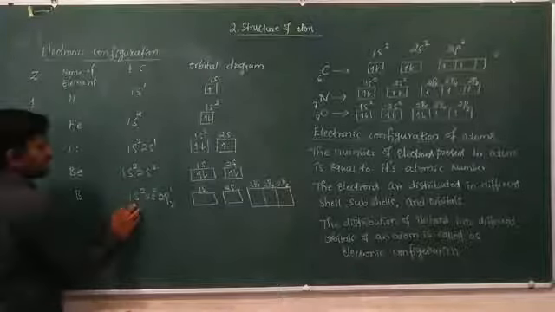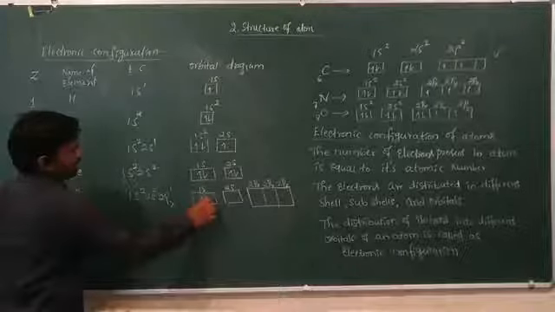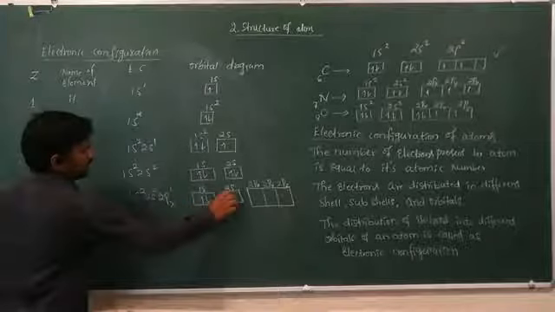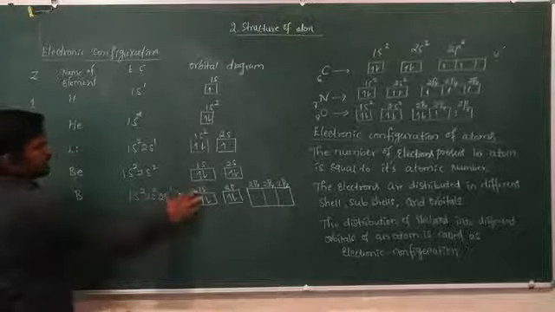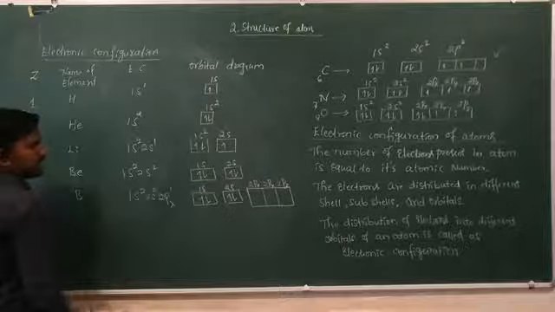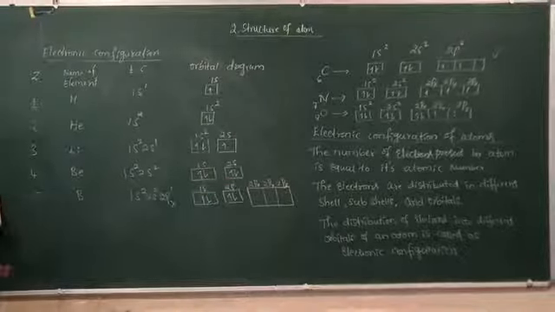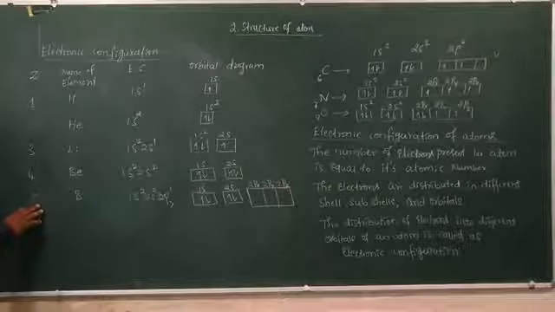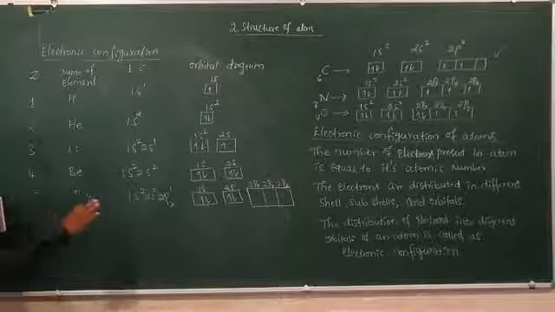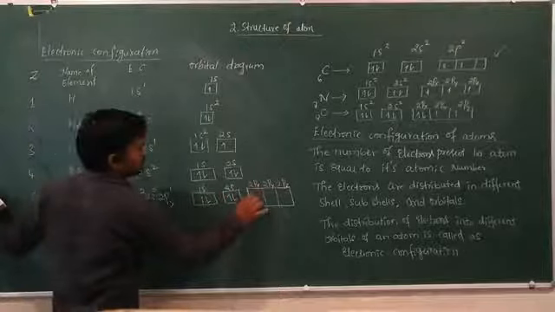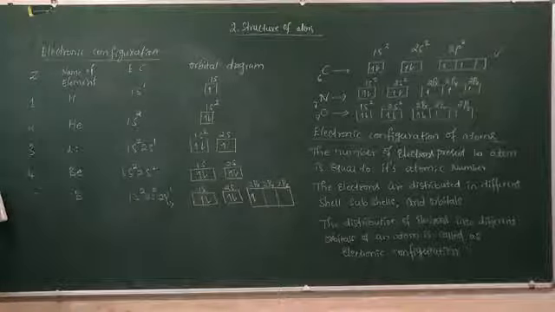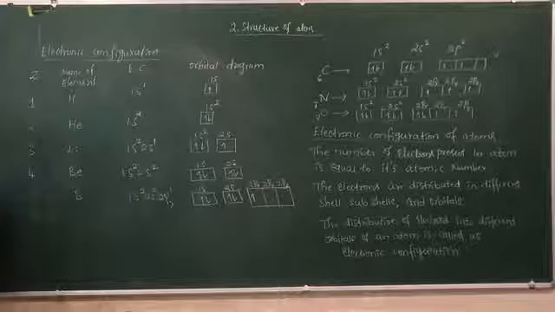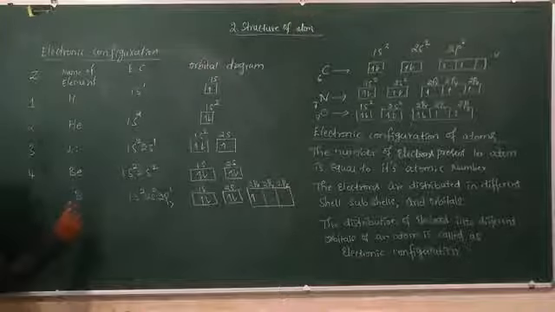First fill the s orbitals, maximum 2 electrons in 1 orbital. The 1s orbital is completely filled, and the 2s orbital is completely filled. Now one more electron remains in the atom, so that one electron fills in the 2px, singly occupied.